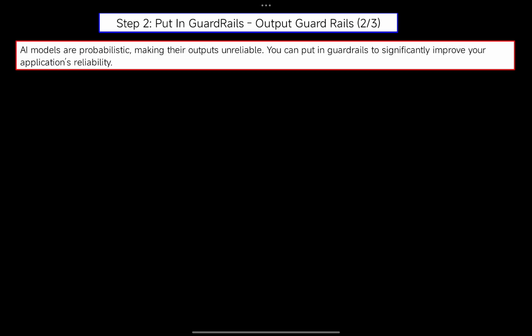Generally, whatever LLMs we are using, they are probabilistic in nature, so their outputs are not reliable, right? You might have seen that if you use the same prompt and run it multiple times, you get different outputs at different times, right? That is because of the probabilistic nature of the LLMs. So you can put in guardrails to significantly improve your application's output quality and reliability. That can be enabled by putting in output guardrails, right?